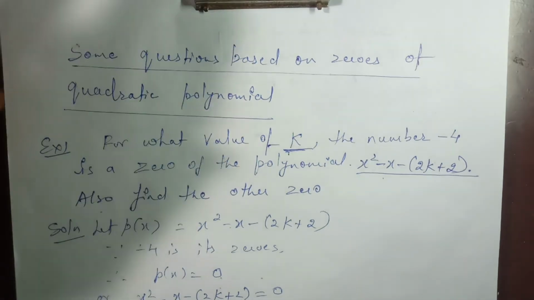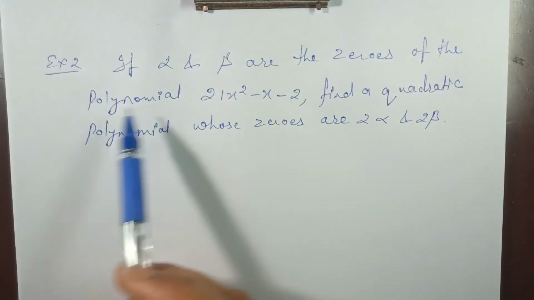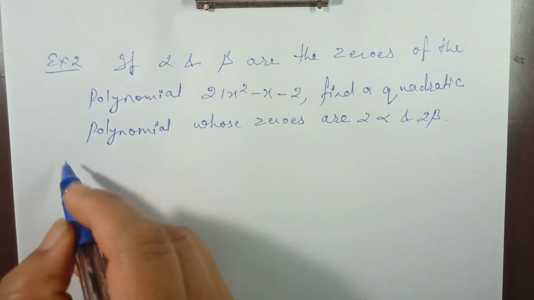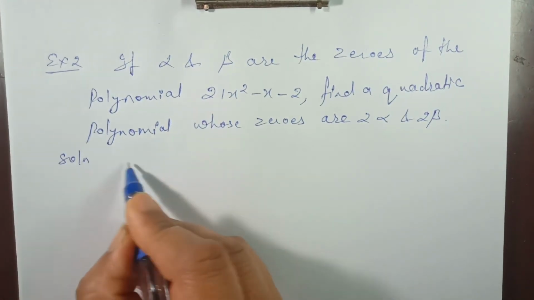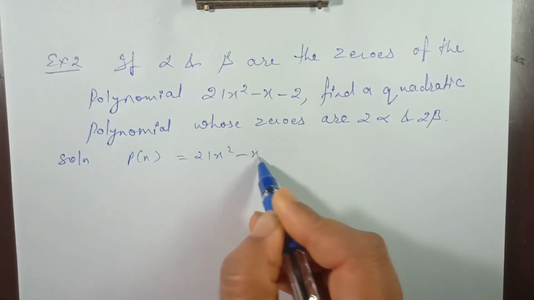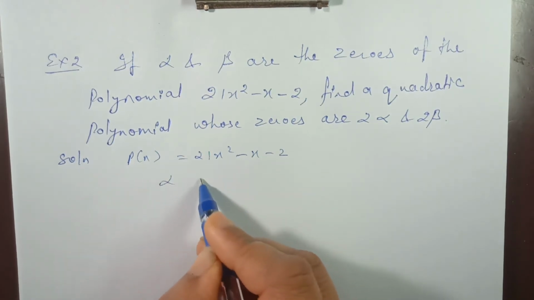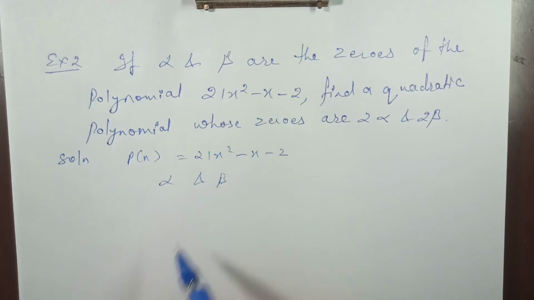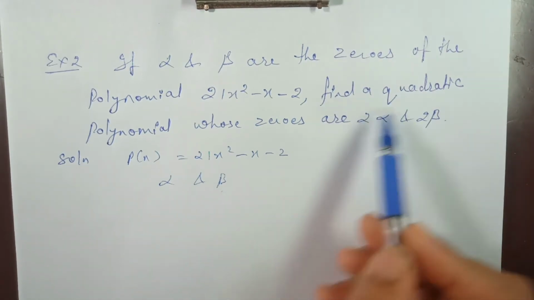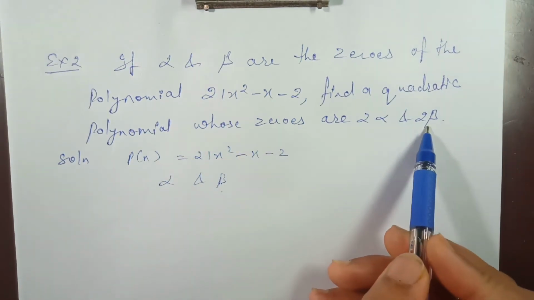Now let us solve one more problem based on it. It is a simple problem. If alpha and beta are zeros of the polynomial, we have a polynomial p(x) equal to 2x square minus x minus 2. This is the polynomial. Its zeros are alpha and beta. We have to find a quadratic polynomial whose zeros are 2 alpha and 2 beta.